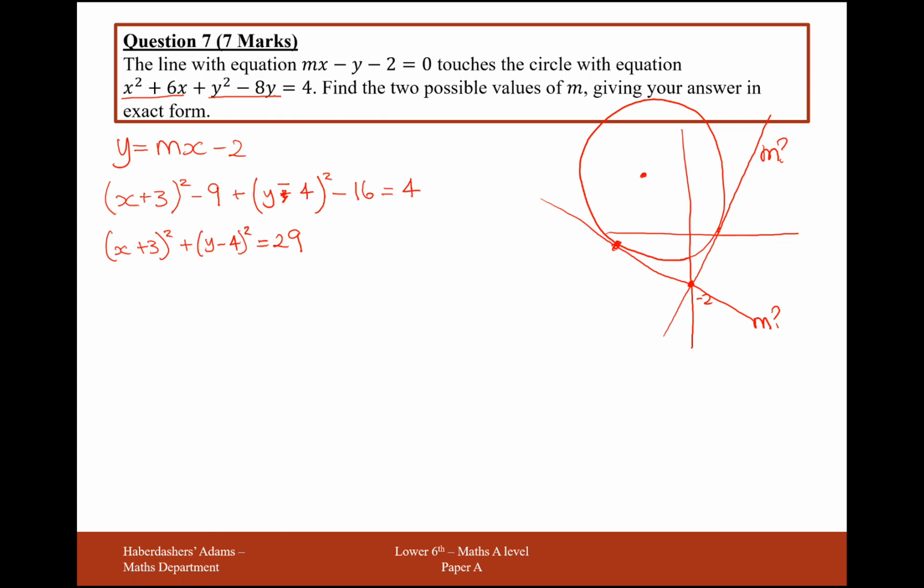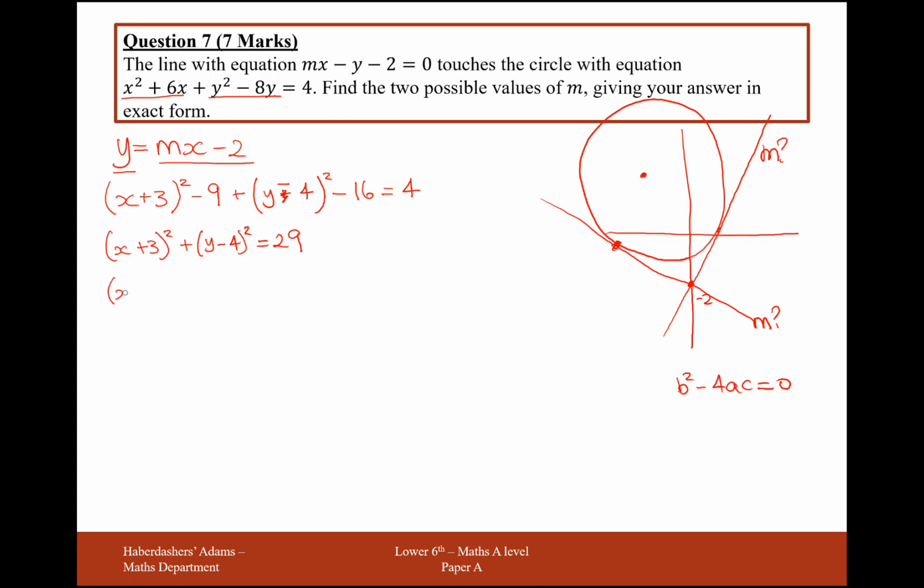Right, okay, so what I need to do that is, when we have lines touching circles, and we get a quadratic, the quadratic needs to have b squared minus 4ac equal 0. So this is what I'm going to target here, but first I need to make a quadratic in terms of x or y. And the way I can do that is I can substitute in for any values of y the value mx minus 2.